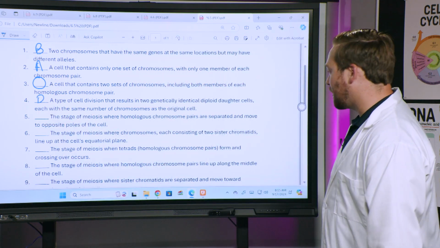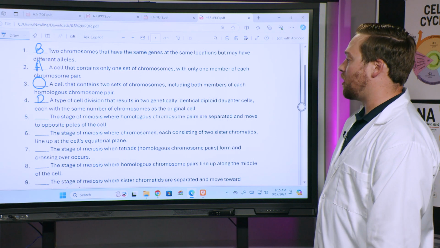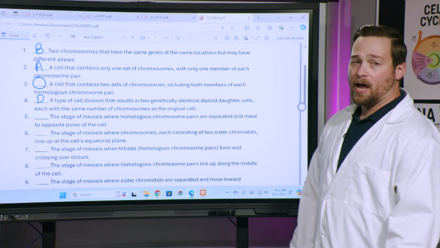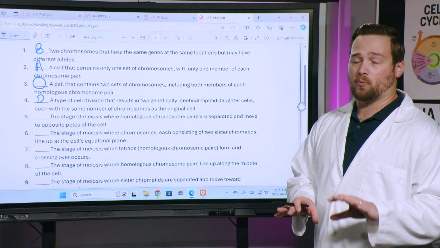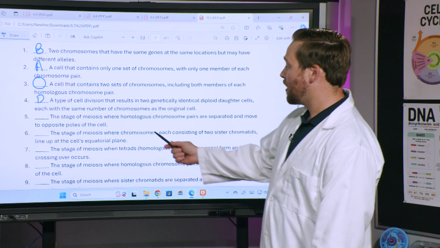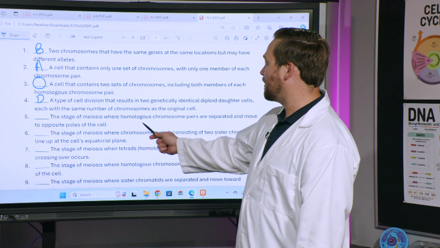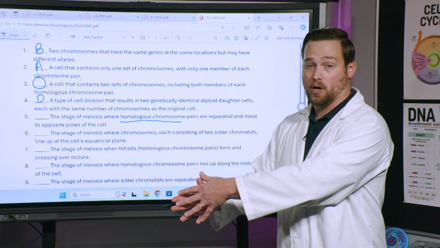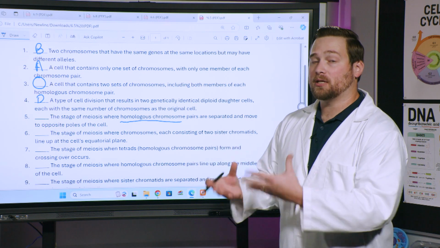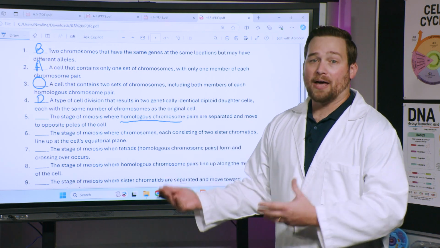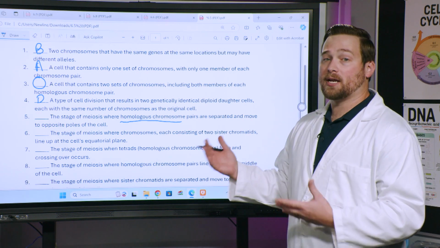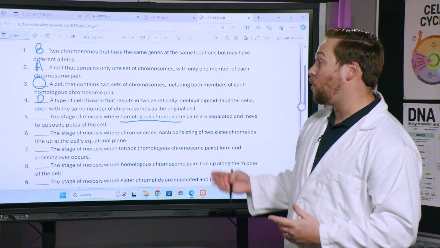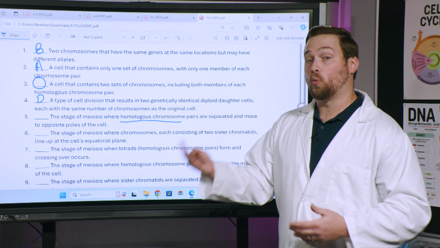Great work. All right, number 5, the stage of meiosis where homologous chromosome pairs are separated and moved to opposite poles of the cell. Okay, so I've kind of mentioned this a couple times, but I'm going to mention it again. When I see this word, homologous chromosomes, that tells me that I have to be in meiosis 1, because we're really only dealing with homologous chromosomes in meiosis 1. By the time you get to meiosis 2, there aren't any homologous chromosomes left because they've all been separated. So now I know whatever answer I pick is going to have a 1 after it.